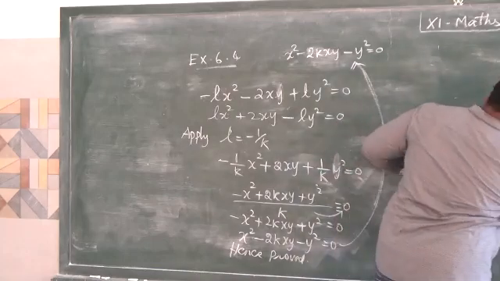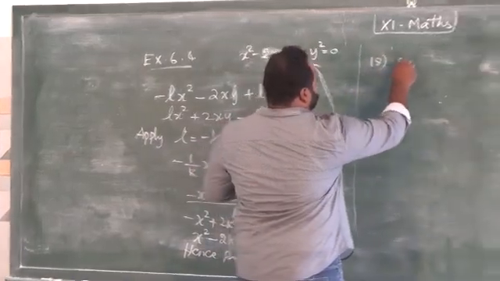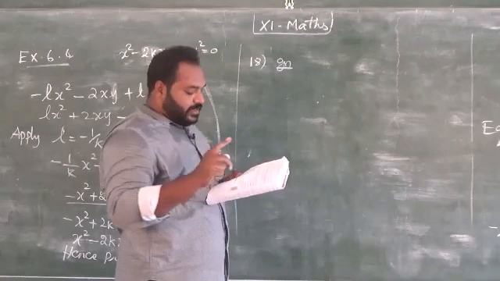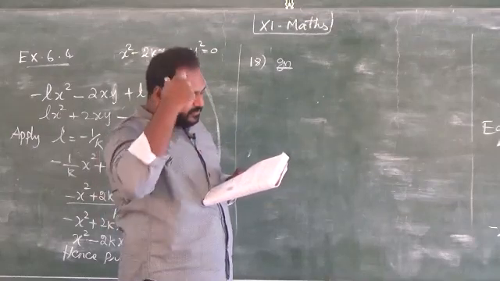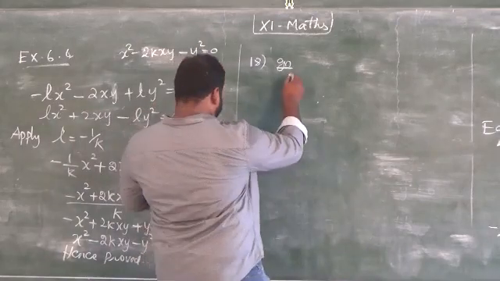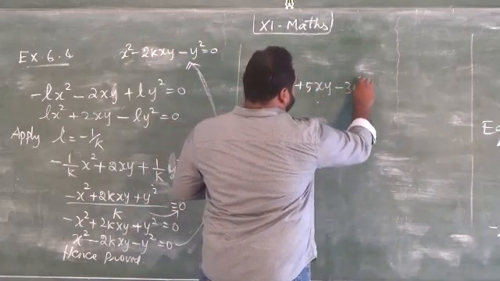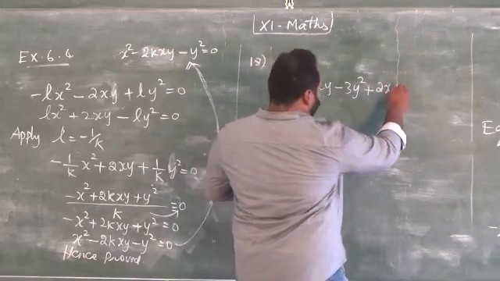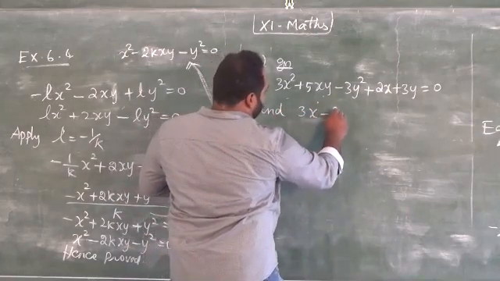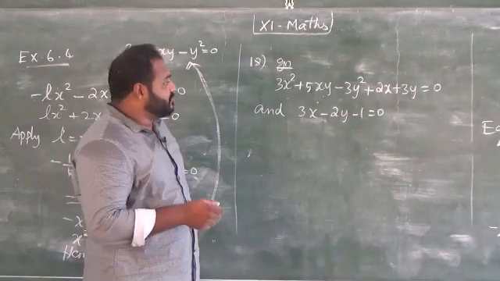Prove that the straight line joining the origin to the points of intersection of the two given equations: 3x square plus 5xy minus 3y square plus 2x plus 3y equal to 0, and 3x minus 2y minus 1 equal to 0, are at right angles. So here we have to prove it forms a right angle.